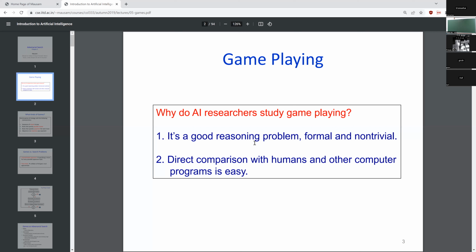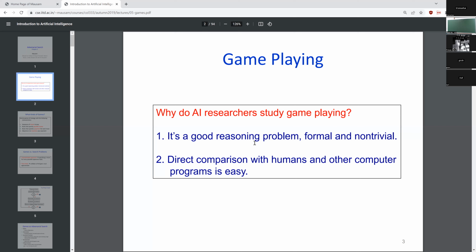So it's a good reasoning problem. It's formal and non-trivial. Games are actually non-trivial. Like chess, you need a lot of expertise to play good chess. Direct comparison with humans and other computer programs is easy. You can compare how good your program is against your fellow mate's program if you play against each other.